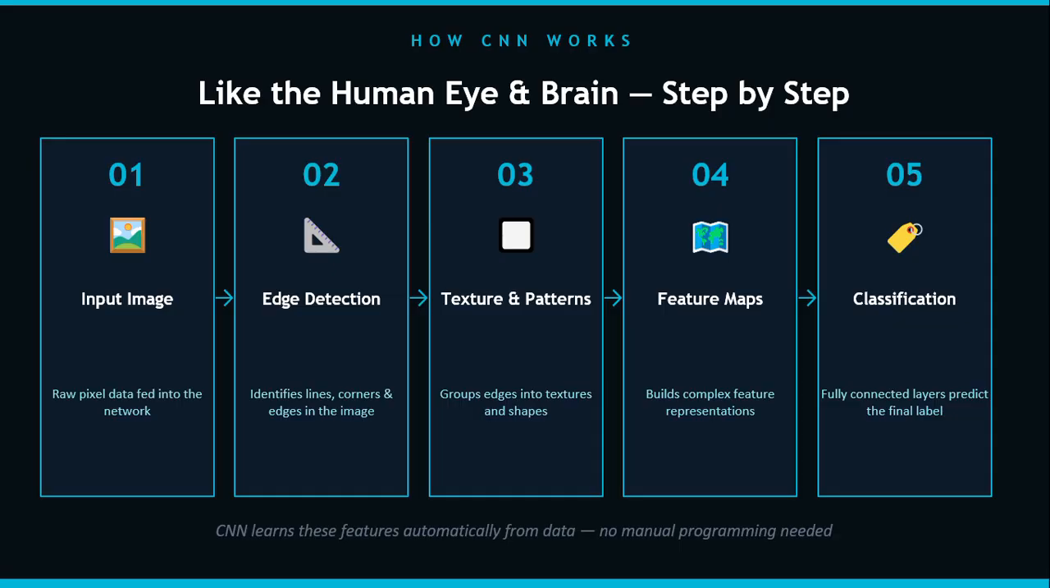I have already said that it works like the human eye, in a step by step process. First, input an image, then edge detection, next texture and patterns, feature maps, and classification. These are the step by step stages of how the human eye works, and likewise the convolution matrix.